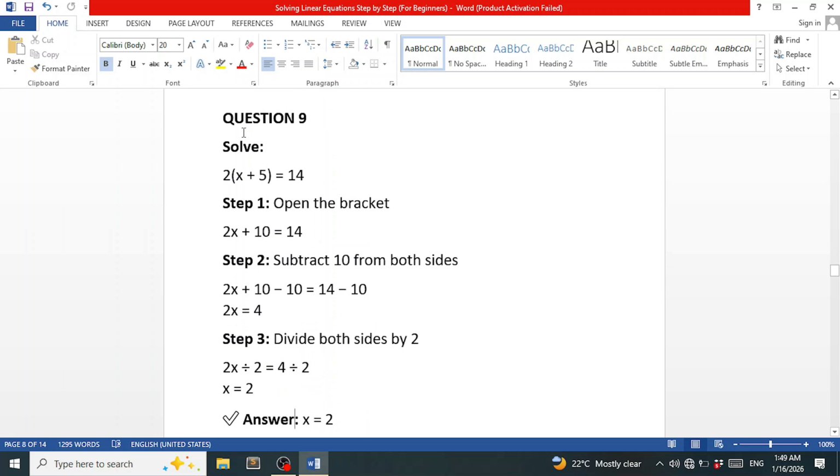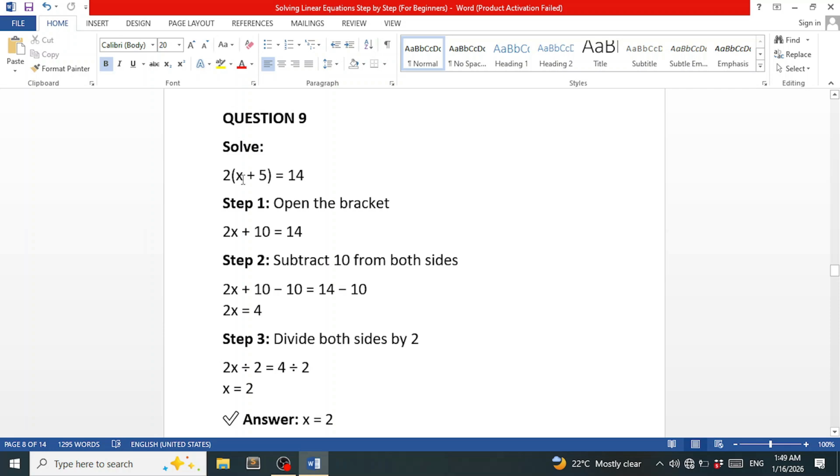All right, solve 2(2x + 5) = 14. Some read this like 2 into (x + 5) equals 14. And whenever you see parentheses or brackets, when you're solving for an unknown like x or y or whatever variable you are given or asked to find its value, you need to open the brackets before you do anything else.